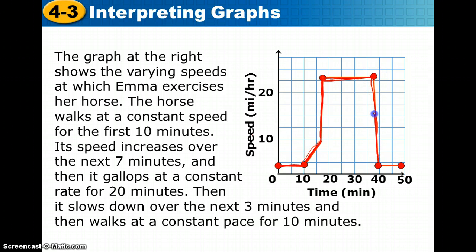slows down. See how this one's a little bit at a diagonal. It didn't go straight up like this one did. It went at a diagonal. So that's our slowing down for the next 3 minutes and then walks again at a constant rate for 10 minutes. So a graph can show us in a picture what's happening from words.